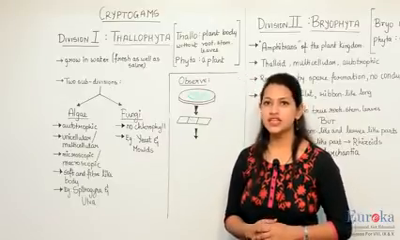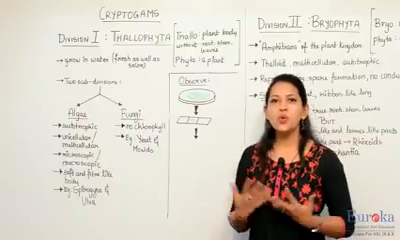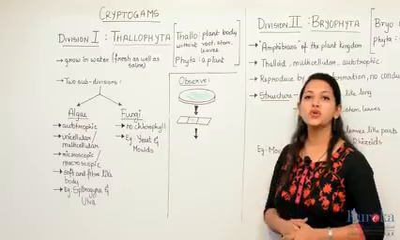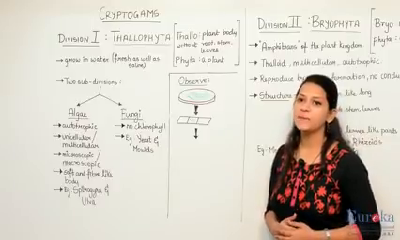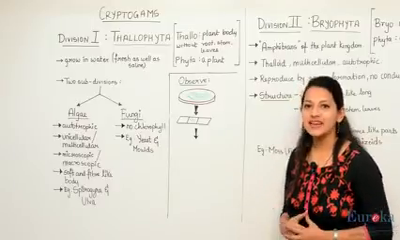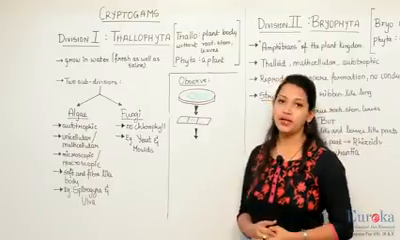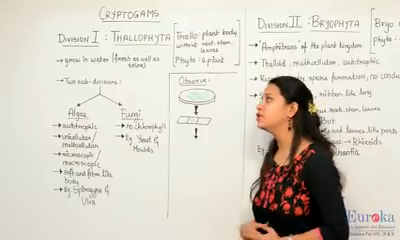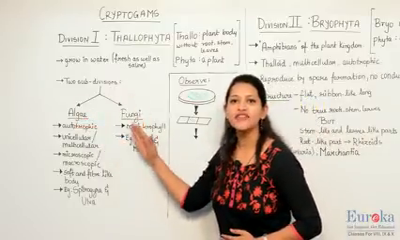The first division under cryptogams is Thallophyta. What is the meaning of Thallophyta? Thallo meaning the plant body without root, stem and leaves. Phyta meaning a plant. What are their characteristics? They grow in water, that is fresh as well as saline water. They are divided into two subdivisions, algae and fungi.